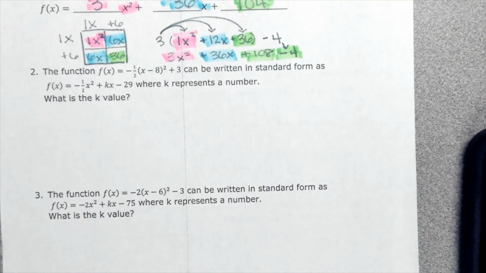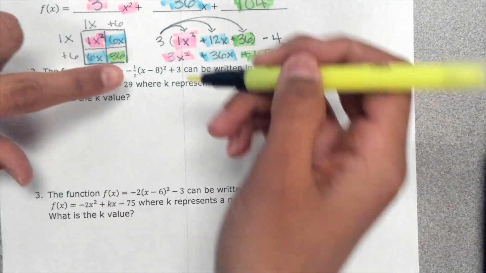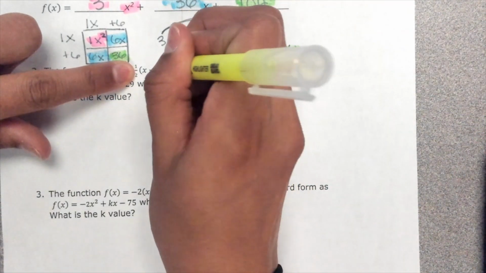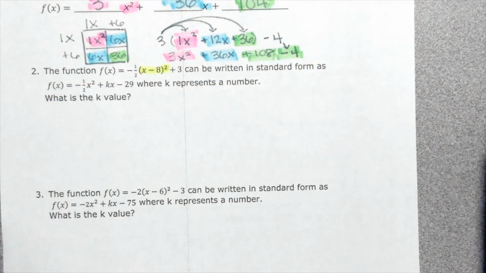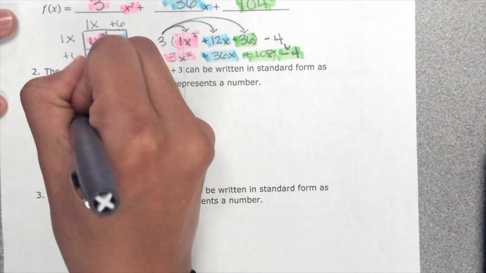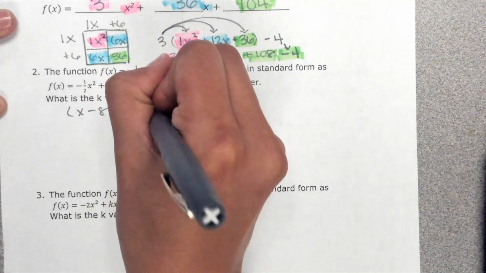Number 2 says the function f of x can be written in standard form as f of x, where k represents a number. What is the k value? So we are going to do the same thing that we did for number 1 in order to find that k value. And we're going to start with that square. So remember, that square, that exponent, means that there are 2 of these. So that means that there are 2 x minus 8 times x minus 8.